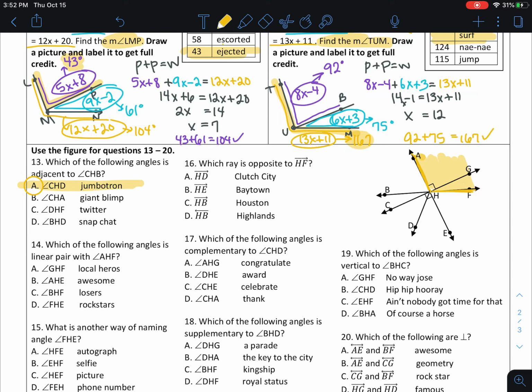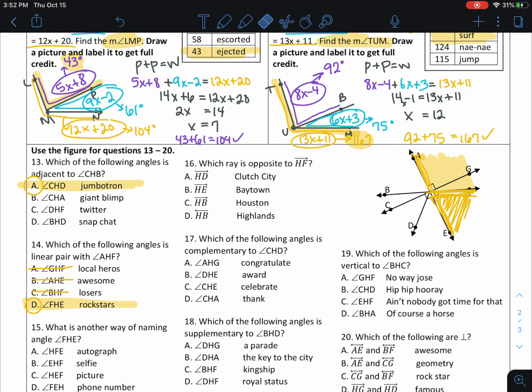So that's not it. AHE, no, AHE is a straight line, so that's not gonna make a linear pair with anything. And then we have BHF, that's another straight line, so that's not it either. And then we have FHE, so FHE, there it is. So this area over here, and yes, it makes a straight line, so FHE is our answer.